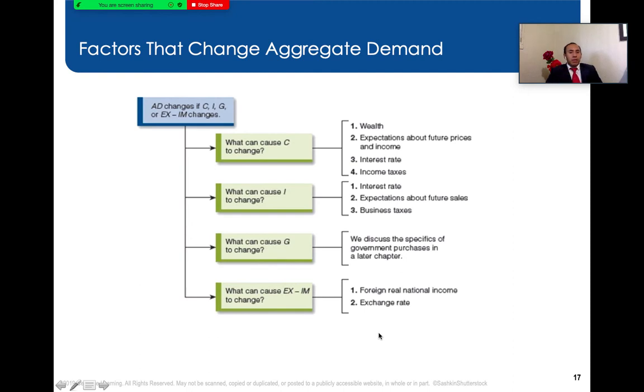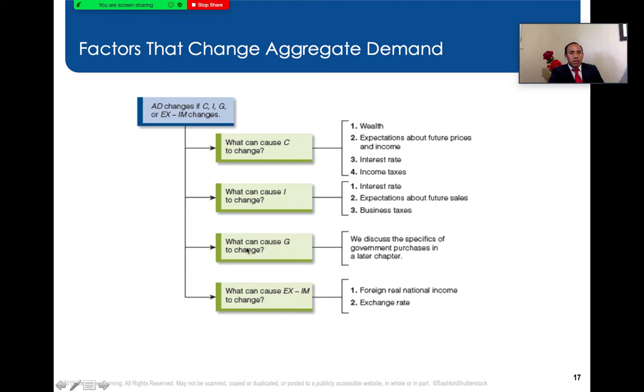So here we have aggregate demand, and the factors that change or shift or move the aggregate demand to different locations. Aggregate demand can shift by the consumption of goods and services. What affects consumption? Wealth, the wealth of the public. Interest rates, think about credit card interest rates. If you have a low interest rate on your credit card, you consume more. Your income taxes can affect your consumption and your net income. Expectation about the future. Investment is affected by the level of interest rates, the expectation of the future, and business taxes.